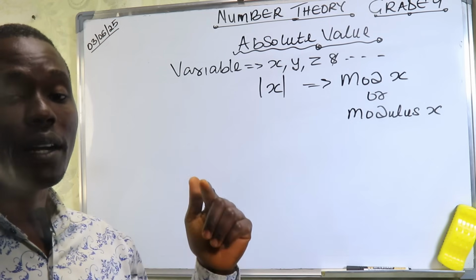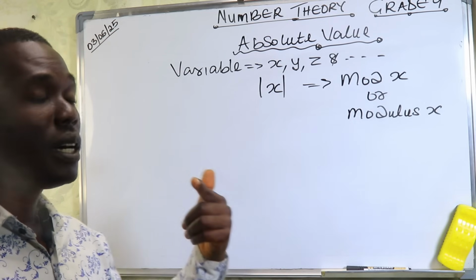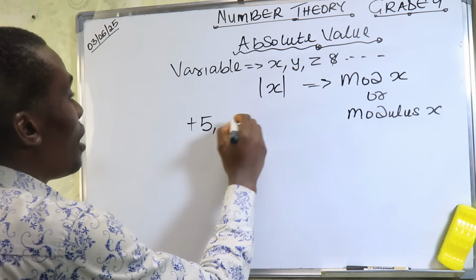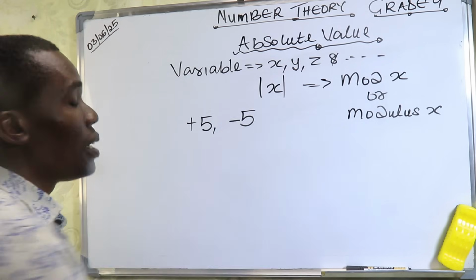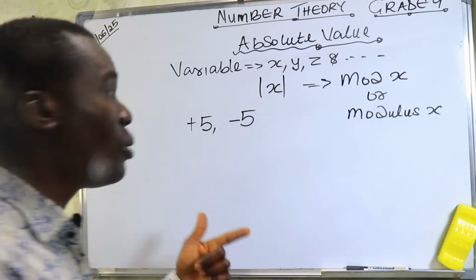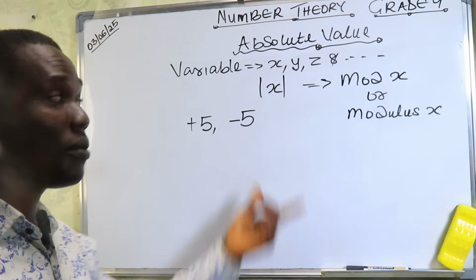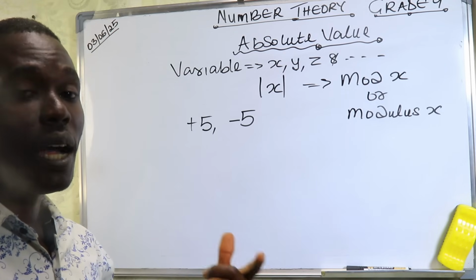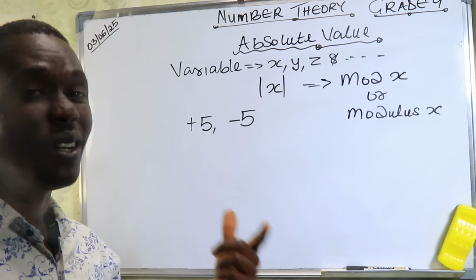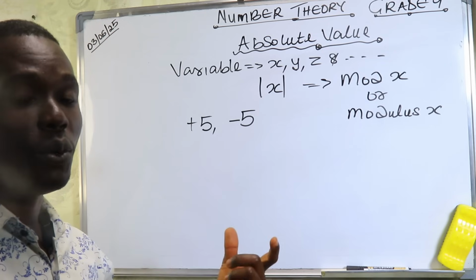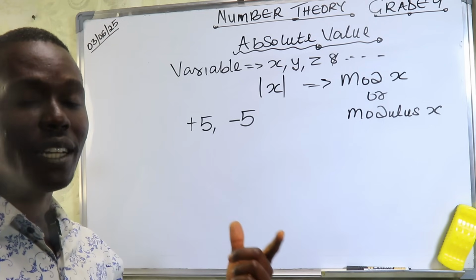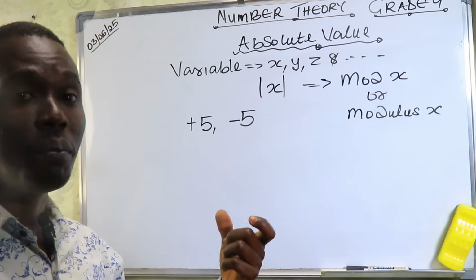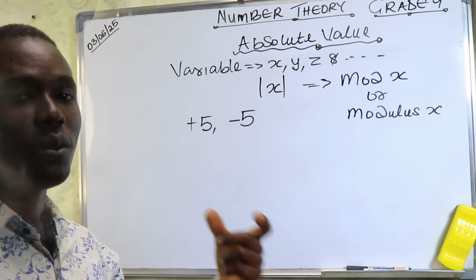Now for a good example, if I have a value as positive 5 and I have a value as negative 5, and I'm asked to find the absolute value of the positive 5 and the negative 5, they are referred to as the numeric value or the magnitude of any value, irrespective of the sign of that numeric value. Absolute value only looks at the value or the magnitude and nothing concerns it with the sign.